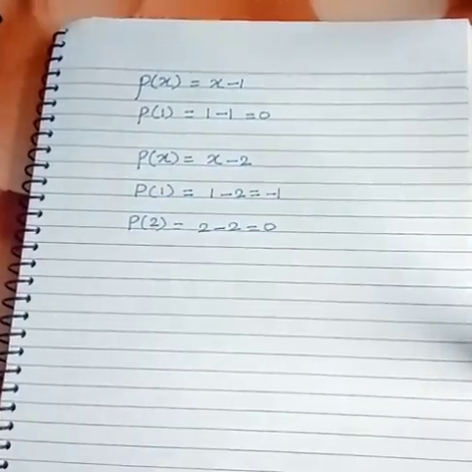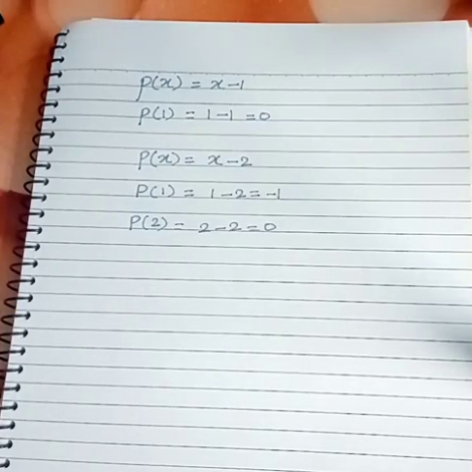So do you understand what is meant by zero of a polynomial? The value which, when substituted in place of x, makes the polynomial value 0 is called the zero of the polynomial.